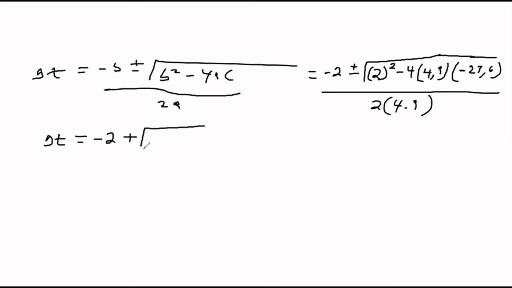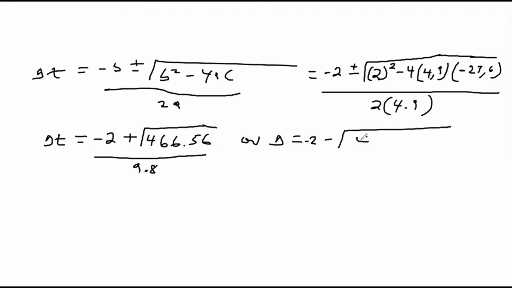So what is inside the square root is 466.56, divided by 9.8. Or we can take the negative, which is negative 2 minus the square root of 466.56 all over 9.8. Okay, let's punch the calculator quickly. How much are we getting?